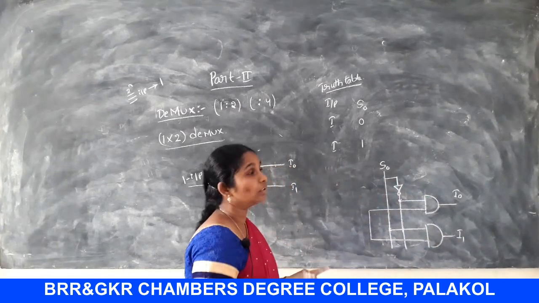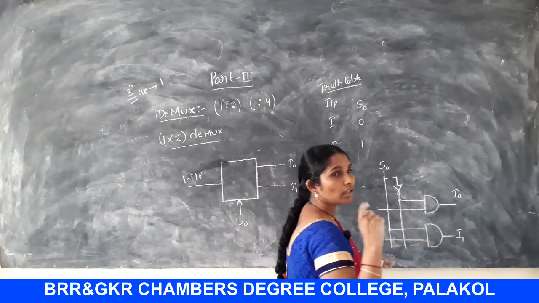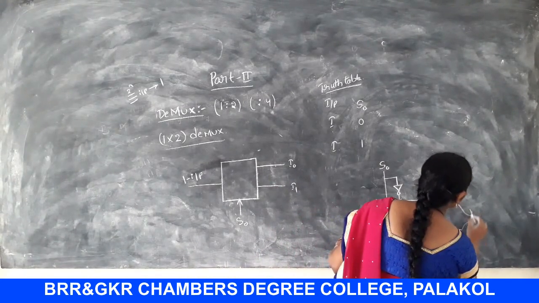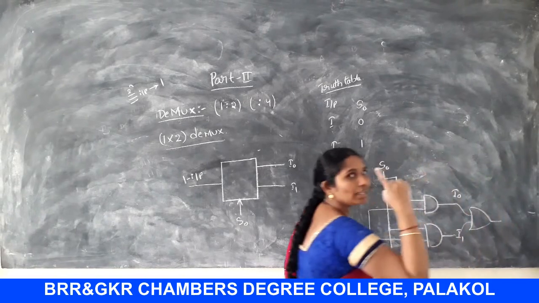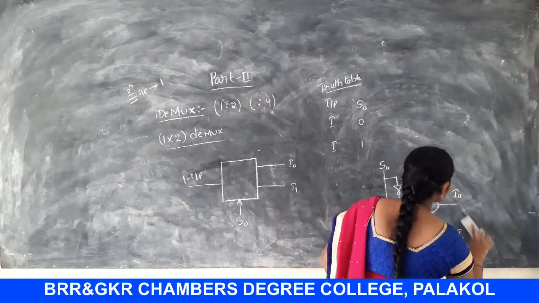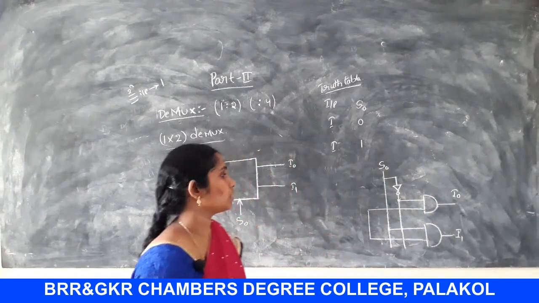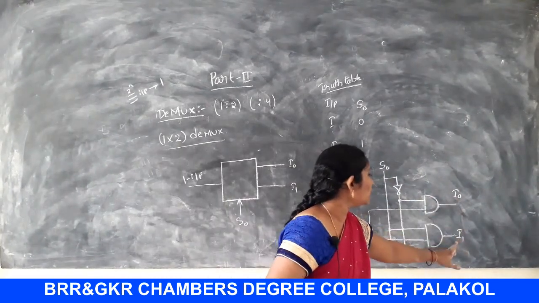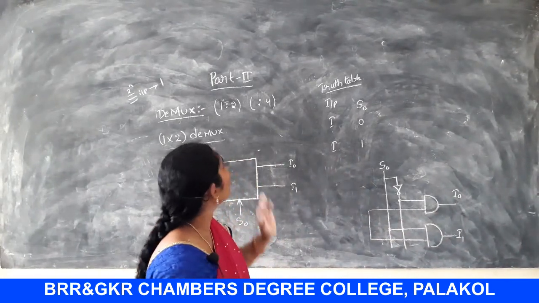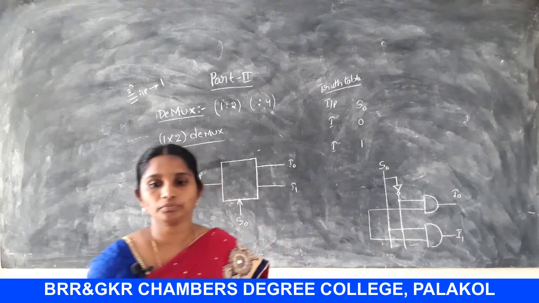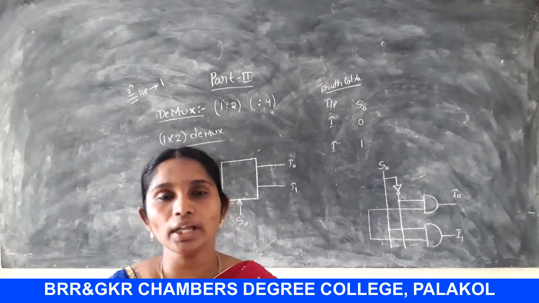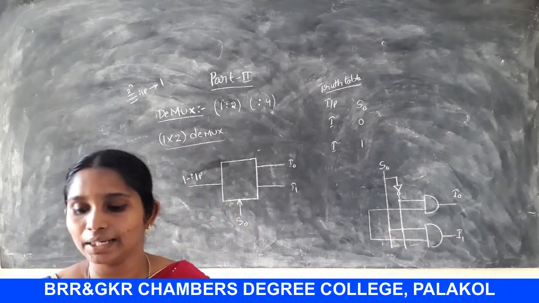In multiplexing it is one output, that means this will be connected into some gate, but in demultiplexing it produces the 2 outputs. So, that is why this is I0 and I1 here. This is about the 1 cross 2 demultiplexer.